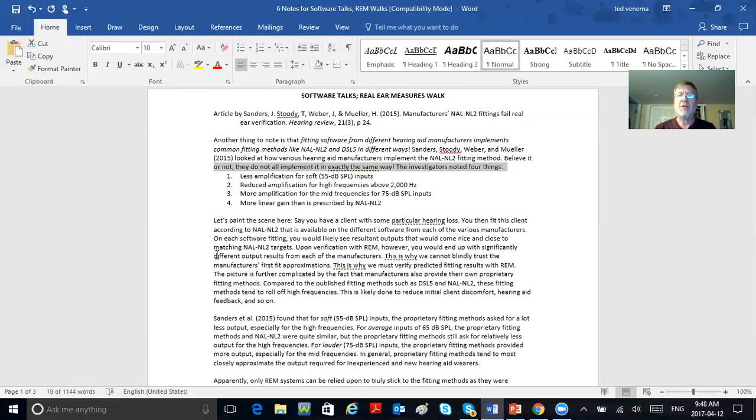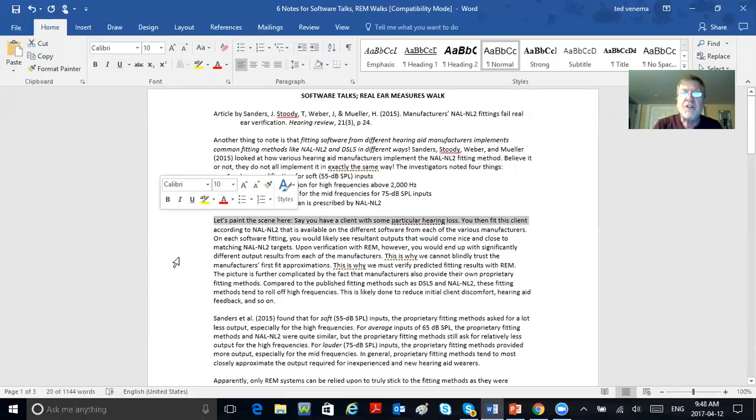Say you have a client with some particular hearing loss. You then fit this client according to NAL2 that is available on the different software from each of various manufacturers. On each software fitting, you would likely see resultant outputs that would come nice and close to matching NAL2 targets.